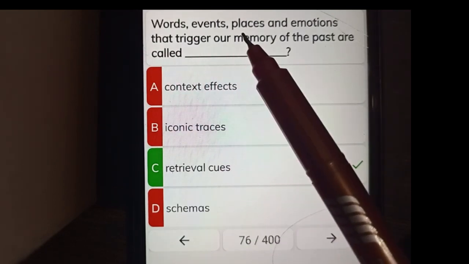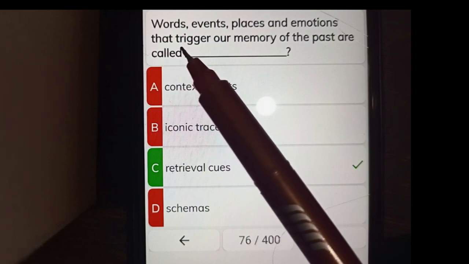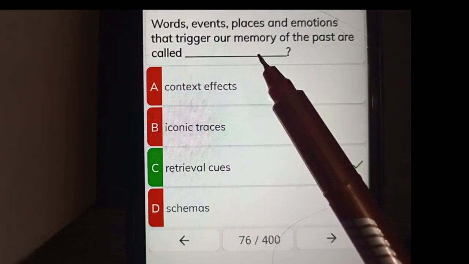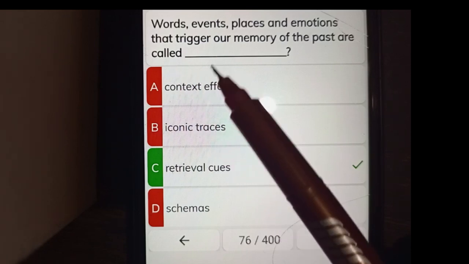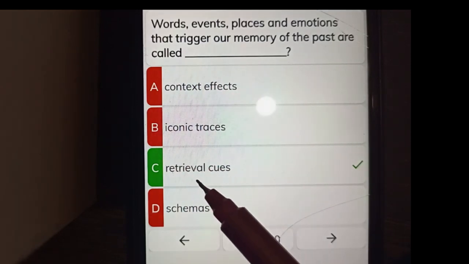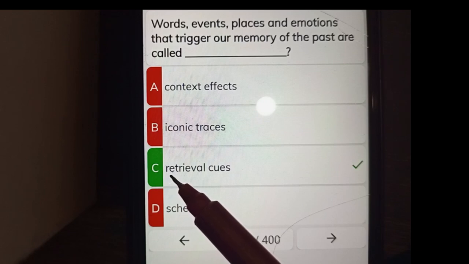Words, events, places, and emotions that trigger our memory of the past are called dash. Retrieval cues. The C answer is correct answer.